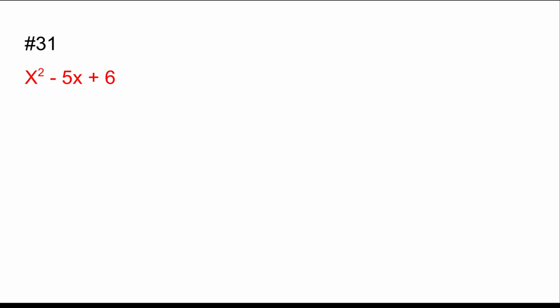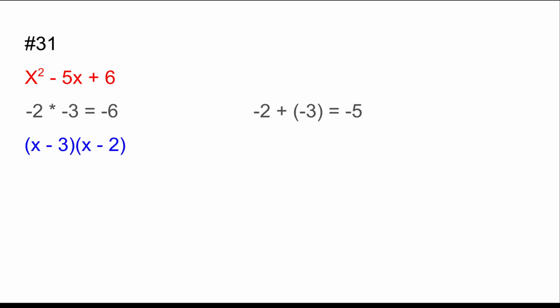Sorry. Okay, 31, x squared minus 5x plus 6. So two numbers that multiply for 6 and add to negative 5. Negative 2 times negative 3 gives us positive 6, sorry guys. I've made so many mistakes on this one. And then they add to negative 5. So this should be x minus 3 times x minus 2. See, even teachers make mistakes.